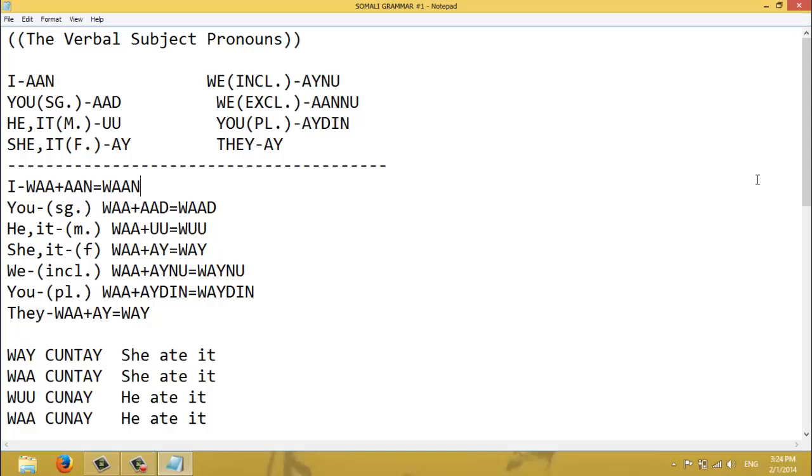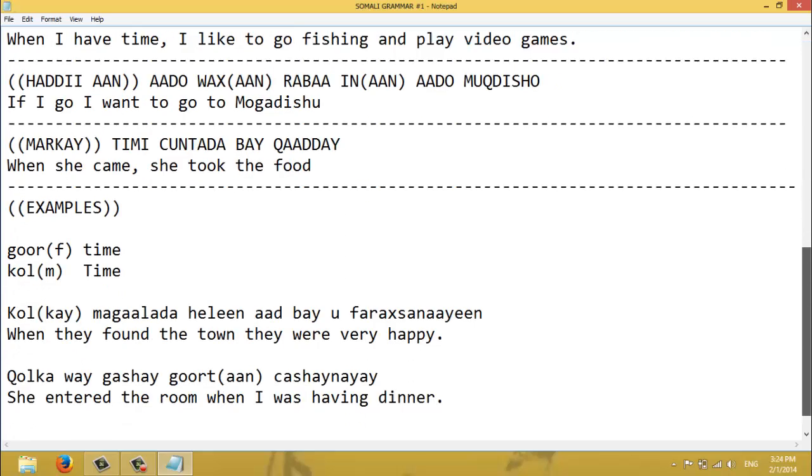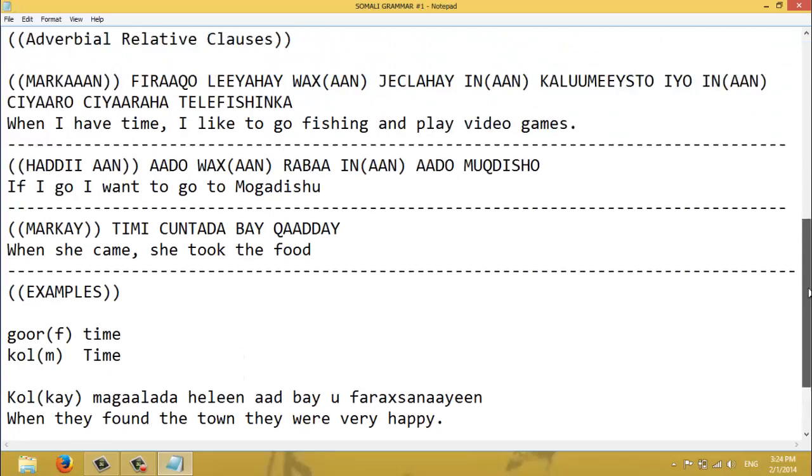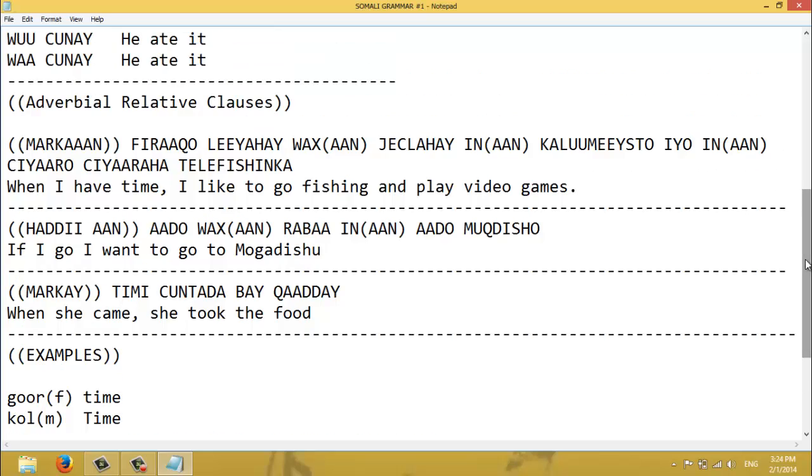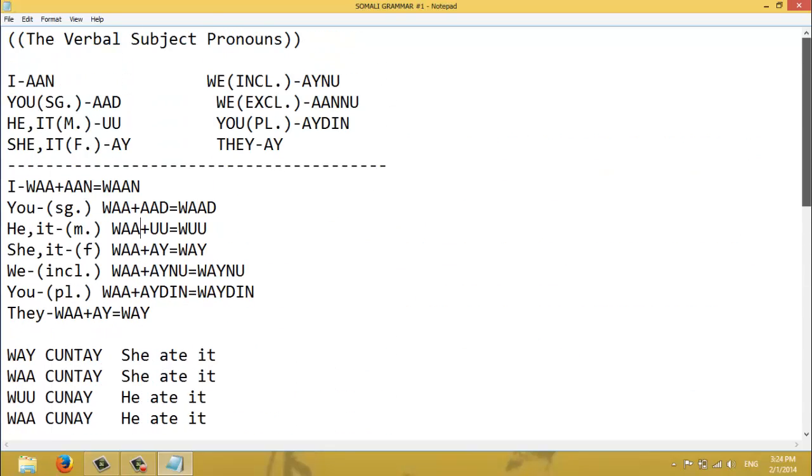So for today's lesson, basically we're going to talk about the verbal subject pronouns and the adverbial relative clauses. Now, before we talk about the adverbial relative clauses, we need to understand the verbal subject pronouns first. If you don't understand those, you won't be able to play around with the relative pronouns.